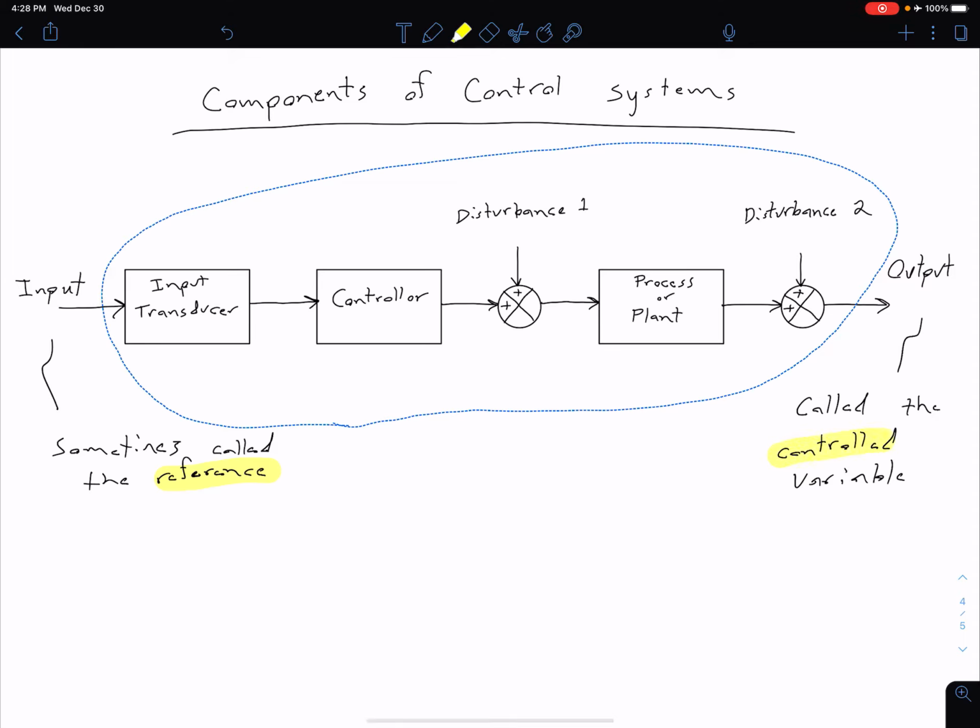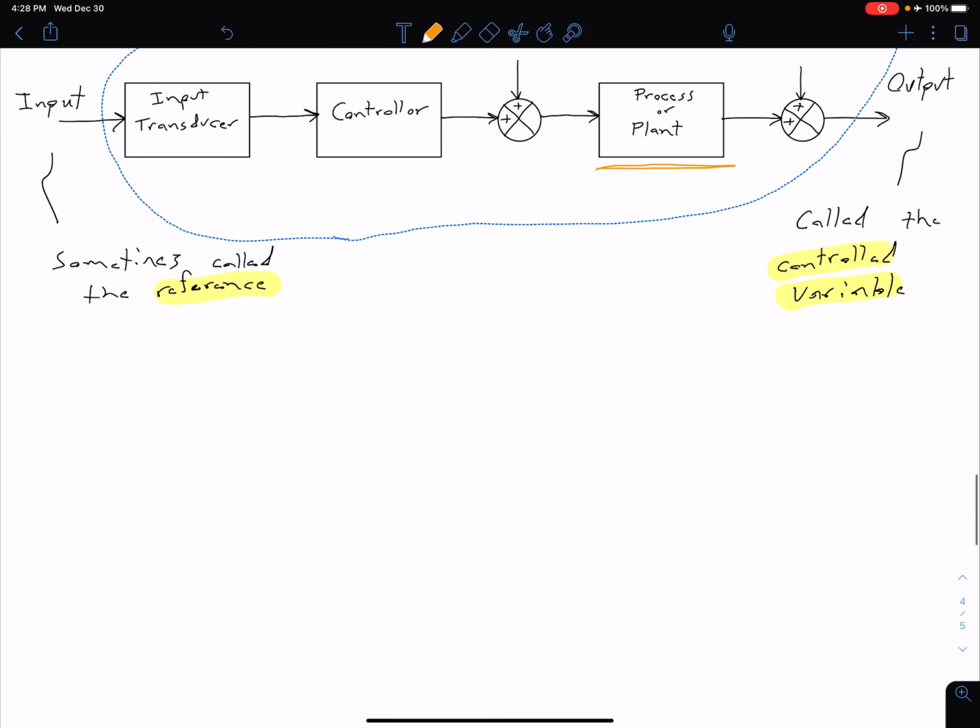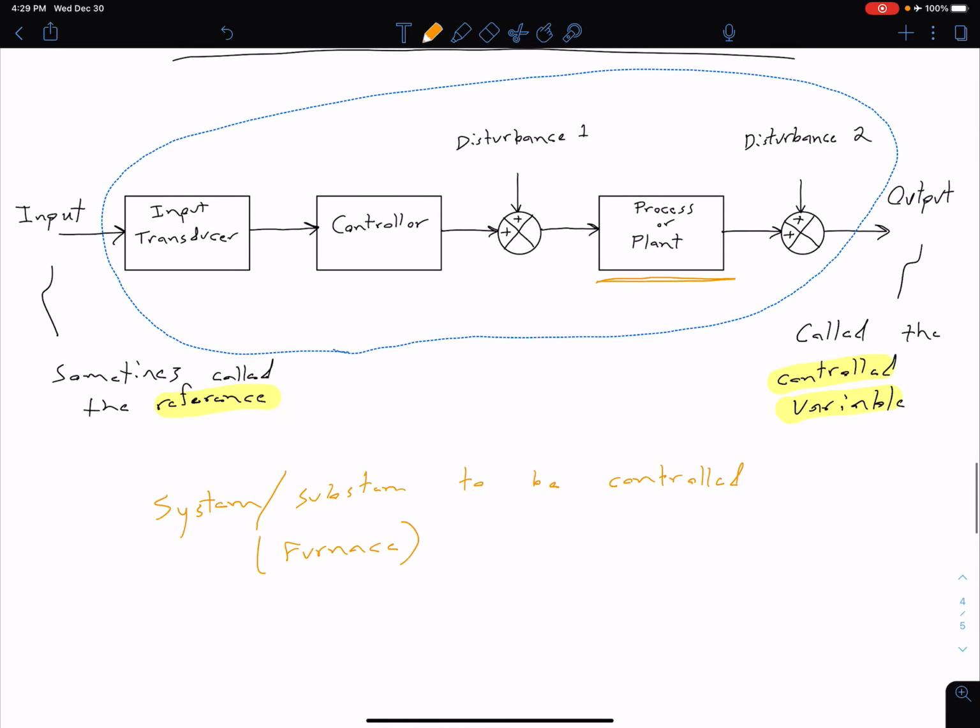Now with the other things, I don't necessarily want to go left to right, but I think it's going to make more sense to start with our process or our plant. So let's first take a look at this piece here, our process or plant. That's just our system or subsystem that we want to control. An example would be a furnace in a factory. Maybe we want to control the temperature, how hot the furnace is burning. That's our process or our plant.